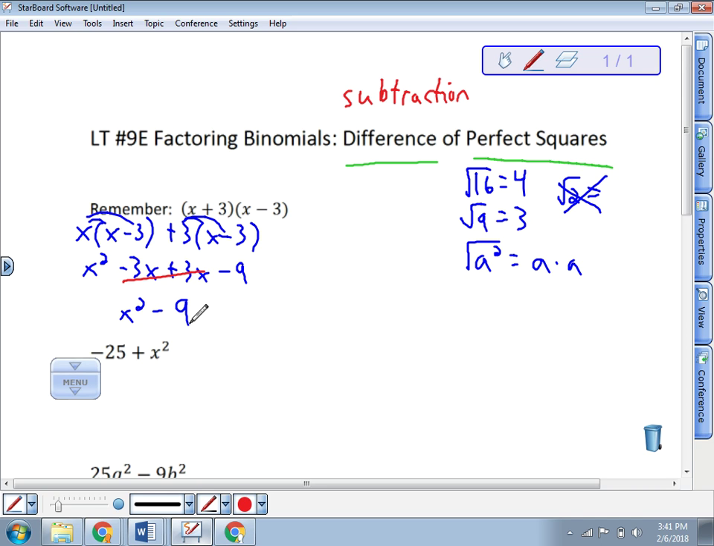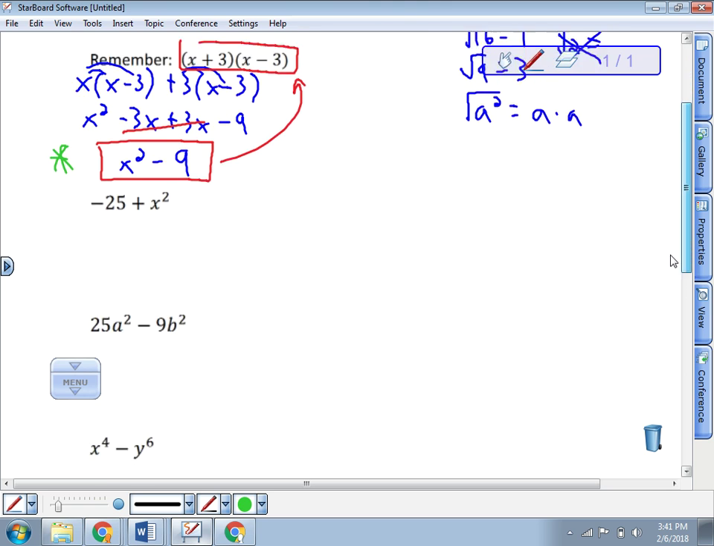Notice that right here. If we end up with x squared minus 9, well, we started with x plus 3 times x minus 3. This right here is an example of a difference of perfect squares. x times x is x squared, and 9 is 3 times 3. So that is the pattern that we're going to see. One's going to be positive, one's going to be negative. So let's take a look at some examples now that you know what it looks like.